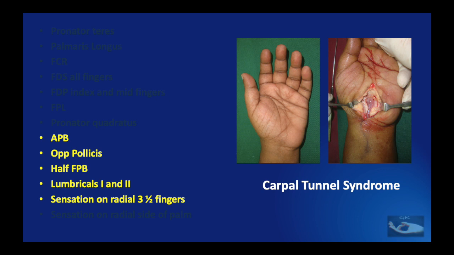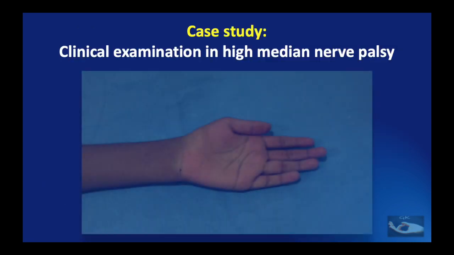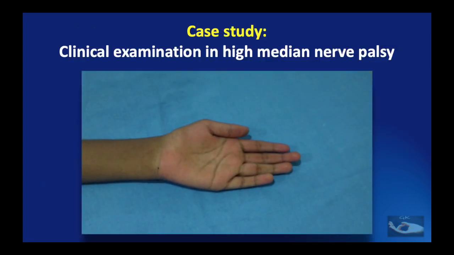But in carpal tunnel syndrome, there will be no loss of sensation on the radial side of the palm, as the palmar cutaneous branch would have been spared. Now let us see some of the findings of a high median nerve palsy.